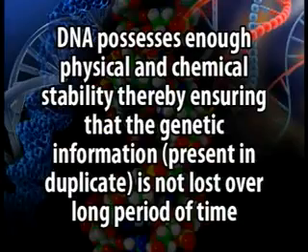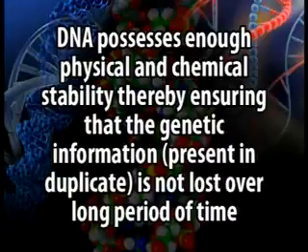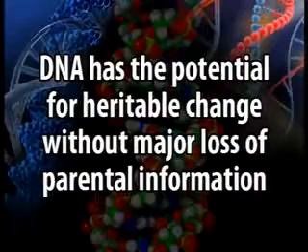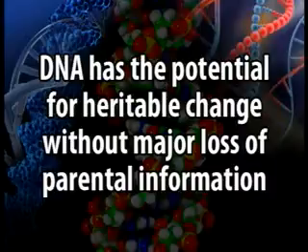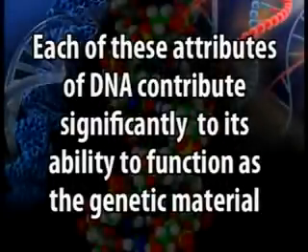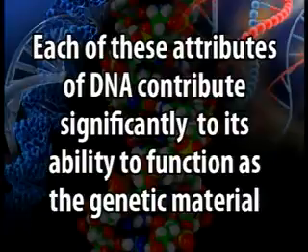This process of replication and transmission involves a complex machinery of enzymes and repair mechanisms. Then the third important characteristic that makes DNA the perfect genetic material is that DNA possesses enough physical and chemical stability, thereby ensuring that the genetic information, which is of course present in it in duplicate, is not lost over a long period of time. And one more important characteristic is that DNA has the potential for heritable change without major loss of parental information. Each of these attributes contributes significantly to its ability to function as a perfect genetic material.